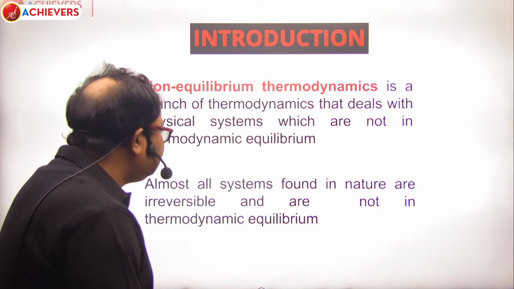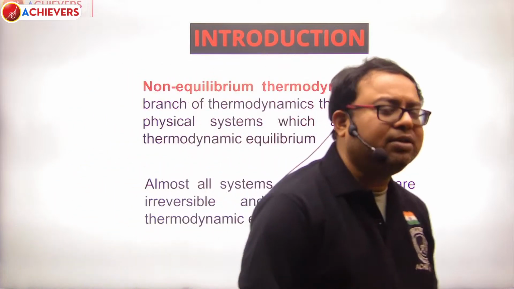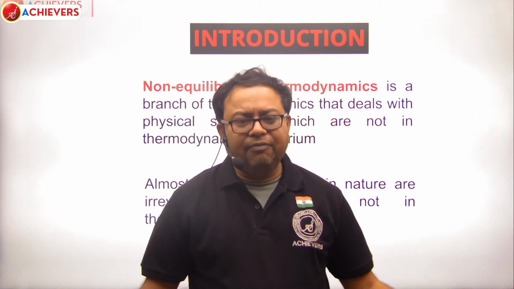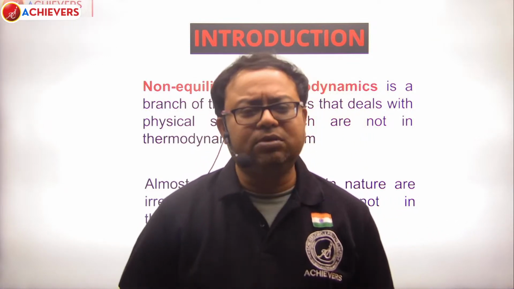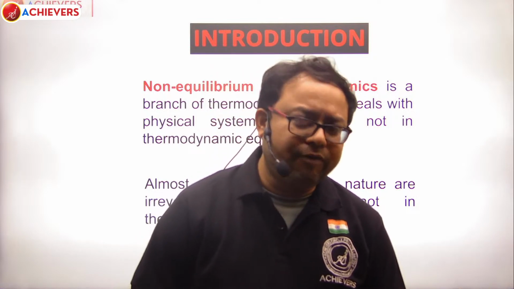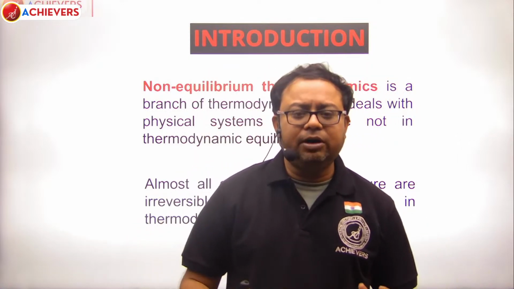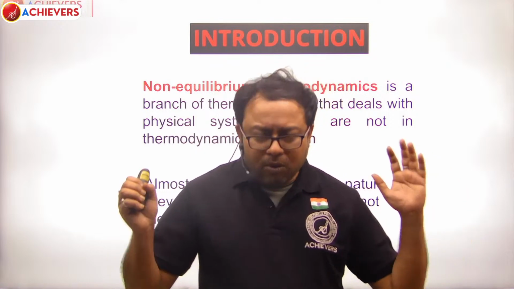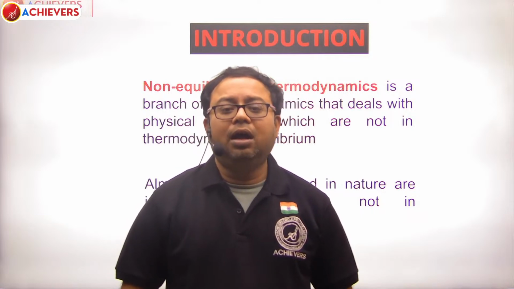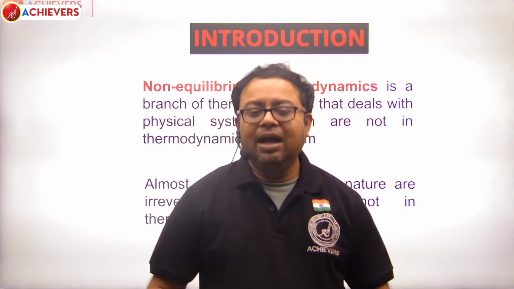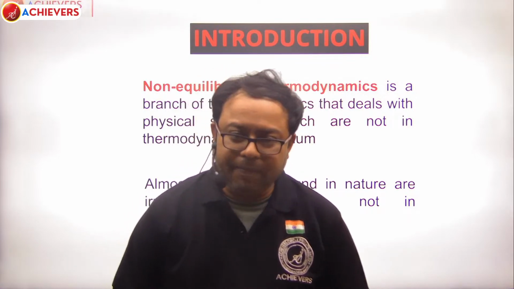Almost all systems found in nature are irreversible and are not in thermodynamic equilibrium. That's quite natural. We already have that conception that not a single process will attain absolute reversibility. They can approach reversibility, but attaining absolute reversibility is not possible. So, in reality, all the natural systems are irreversible in nature and they are not supposed to attain the state of equilibrium.